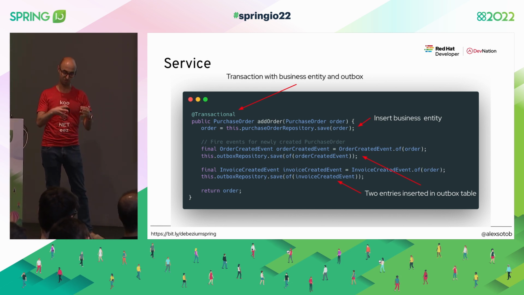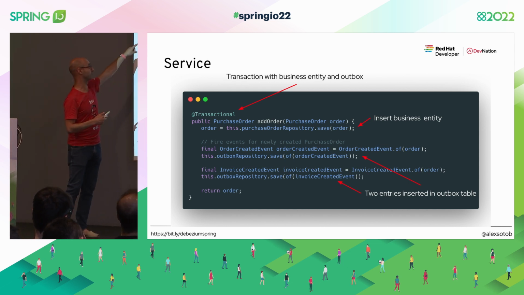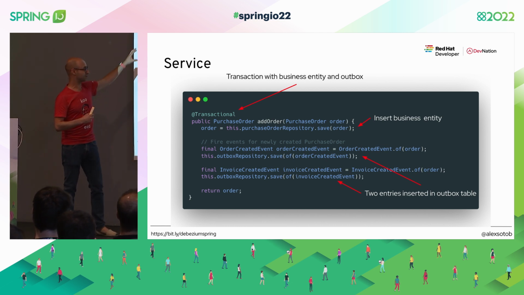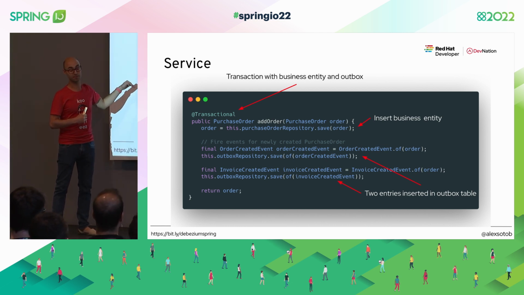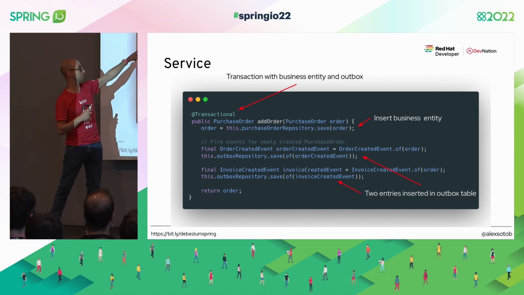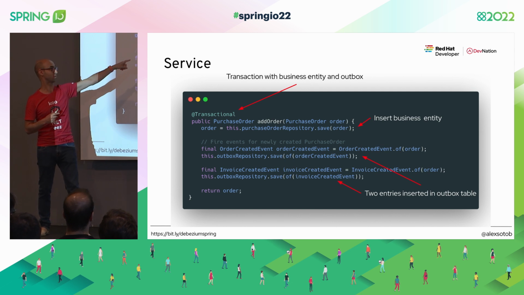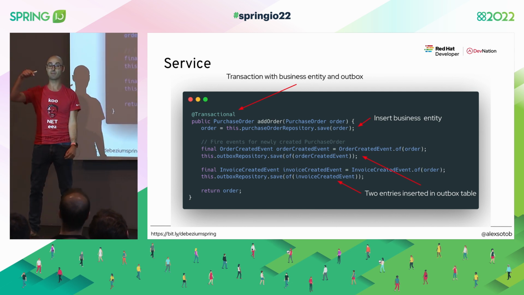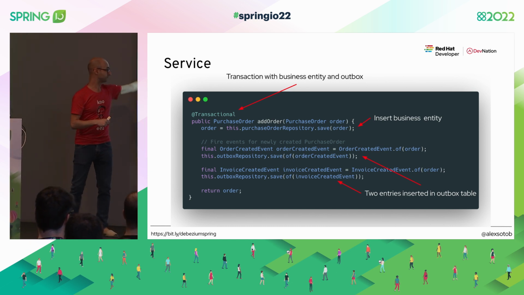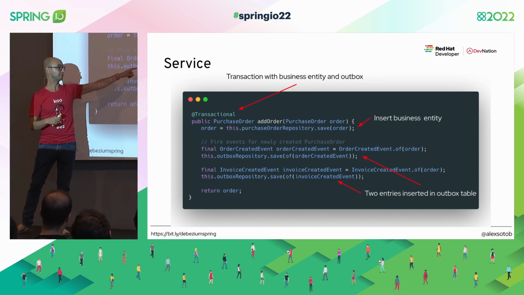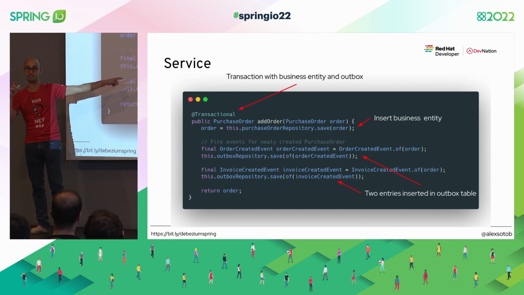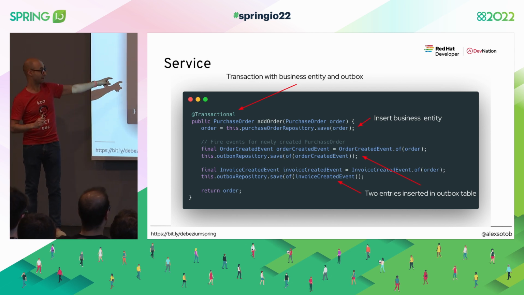And then it's time to make this change properly. See that I put it in a transactional method. It means that if something happens in any of these steps, all will be rolled back. And when I say all, I mean the business entity. You see here I'm doing purchaseOrderRepository.save. Here I'm saving the order into the order table. Then I create an order created event that I save to the outbox repository. So I'm saving this event into the table.